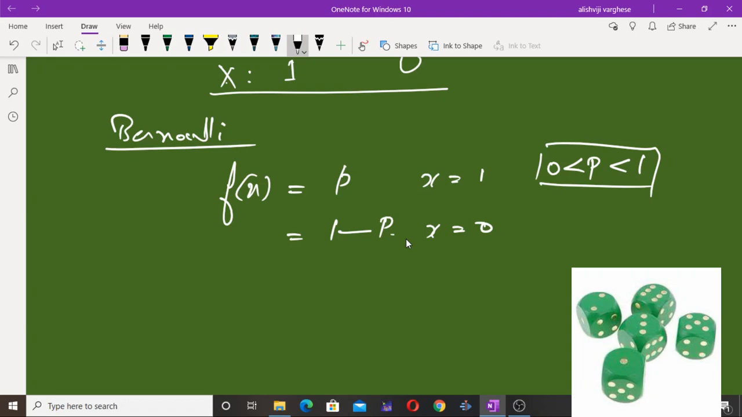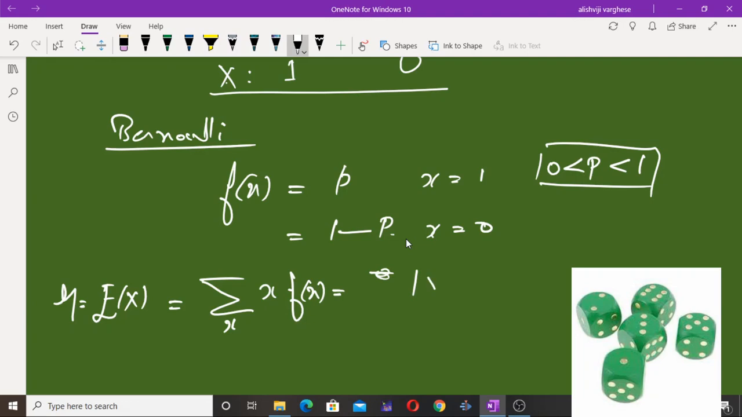Now, we can calculate the mean and variance of this particular random variable. If we calculate the mean, in other words, mu is equal to the expectation of X, which is equal to the summation over all possible values of x times f of x. X takes two values here: x equal to 1 with probability p, plus 0 with probability 1 minus p. So the outcome is small p. So that is the expectation of X.